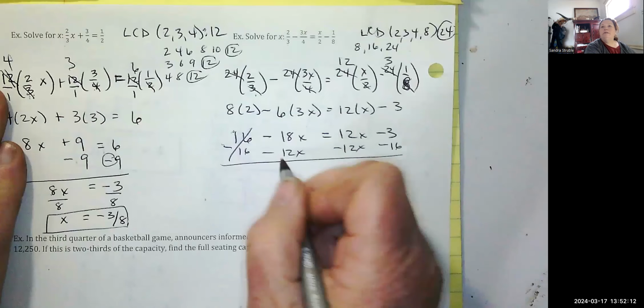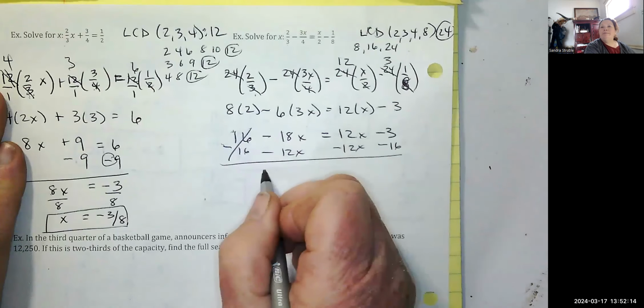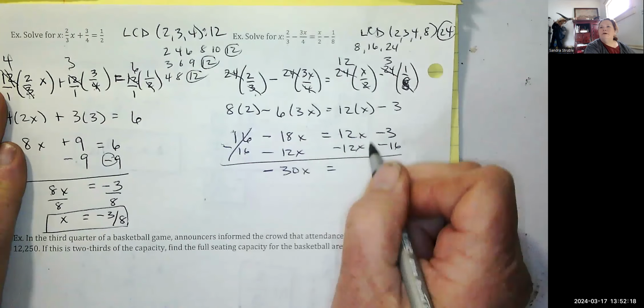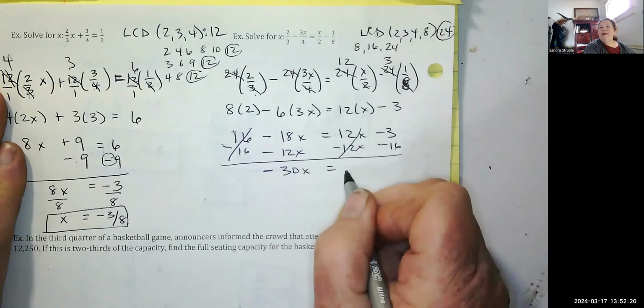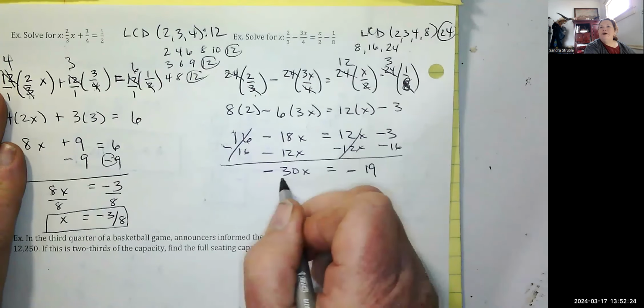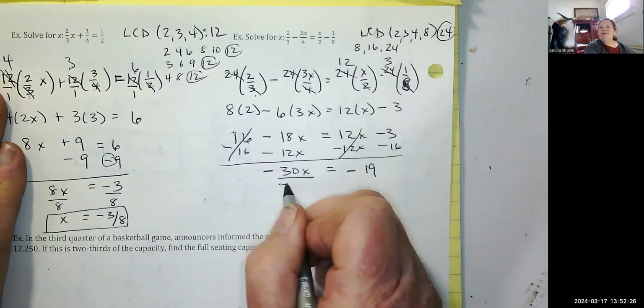16's gone. The signs are the same, so we add and keep the sign. So 8, 9, 10, that's 30x. Gone. Signs are the same, so we add and keep the sign. 16 and 3 is 19. Finally, solving for x, we need to divide both sides by negative 30.